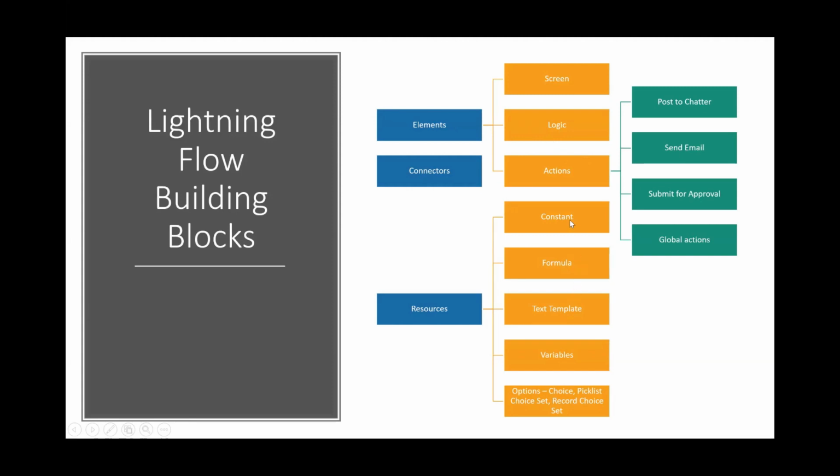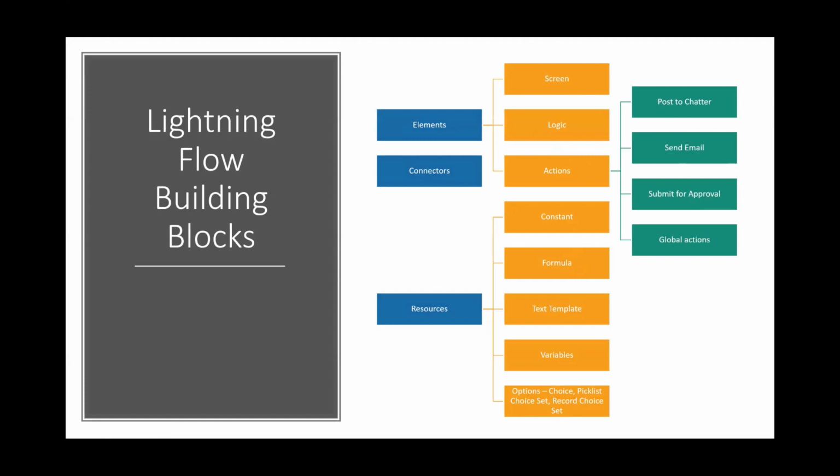So one of the resources is constant. Constant is nothing but a fixed value. For example, pi: let's say you're doing an area calculation and you use the mathematical constant pi, which is 3.14. Of course, I don't know the rest of the digits, but 3.14 is a constant, right? A formula field is something that is auto computed.